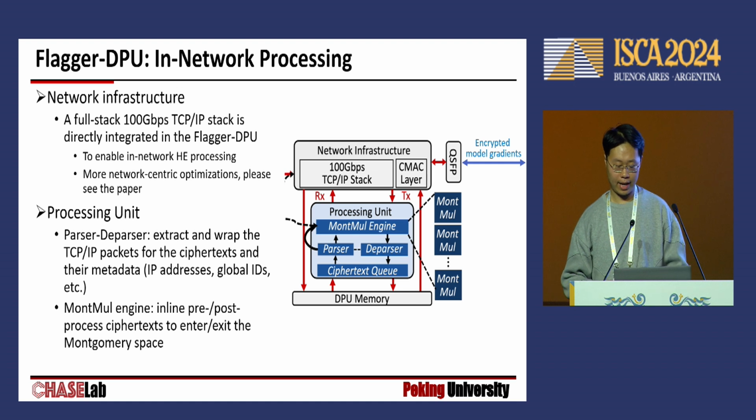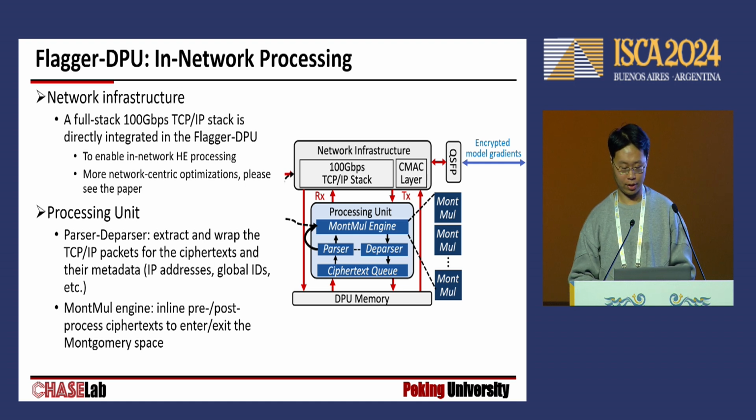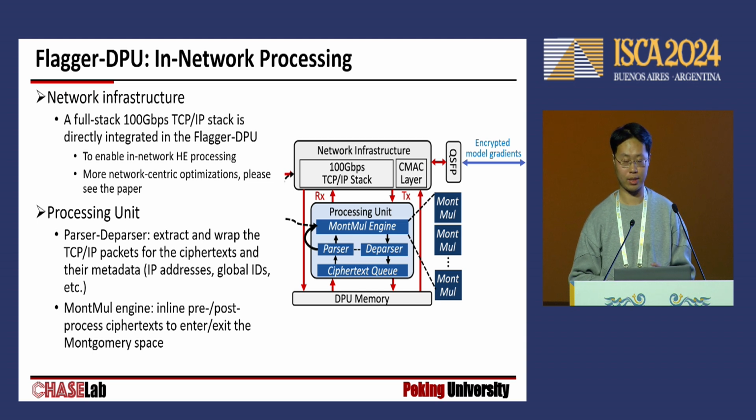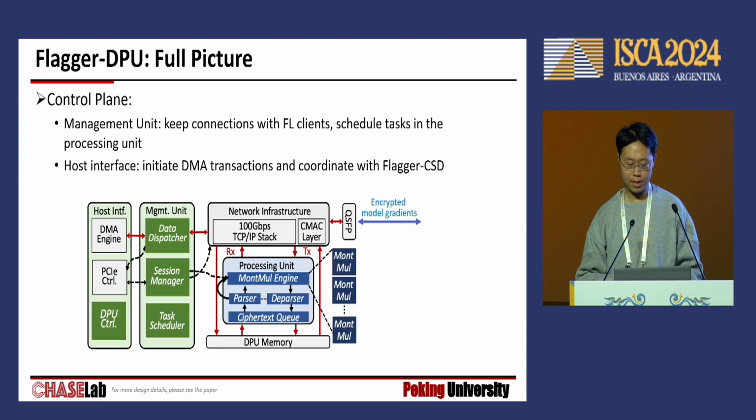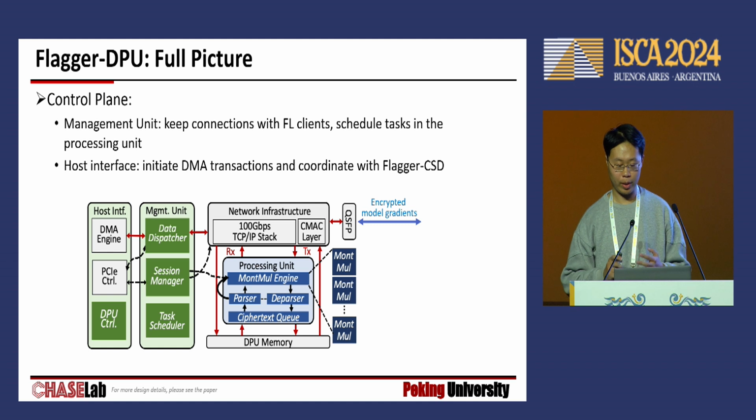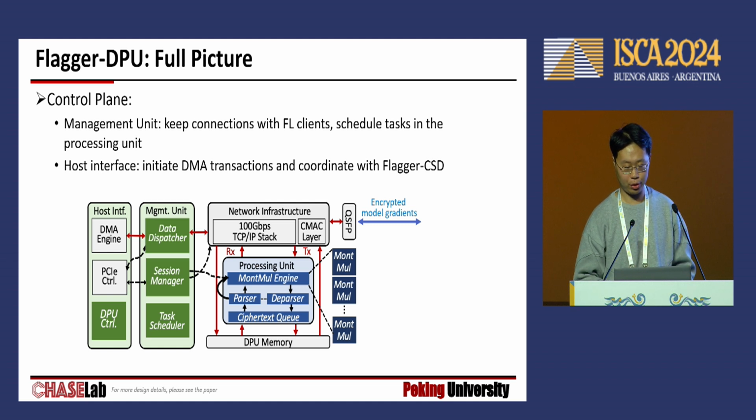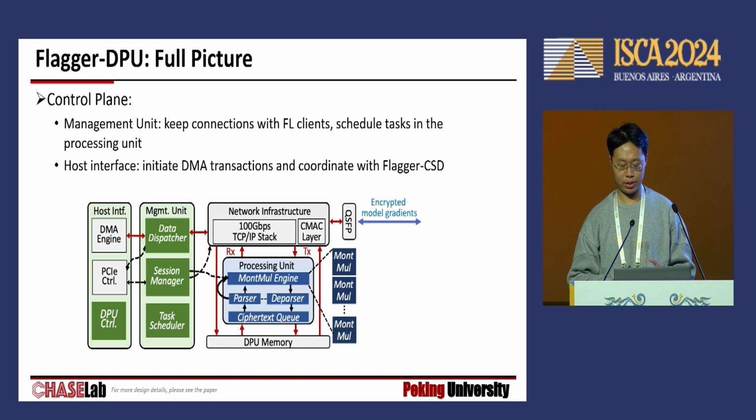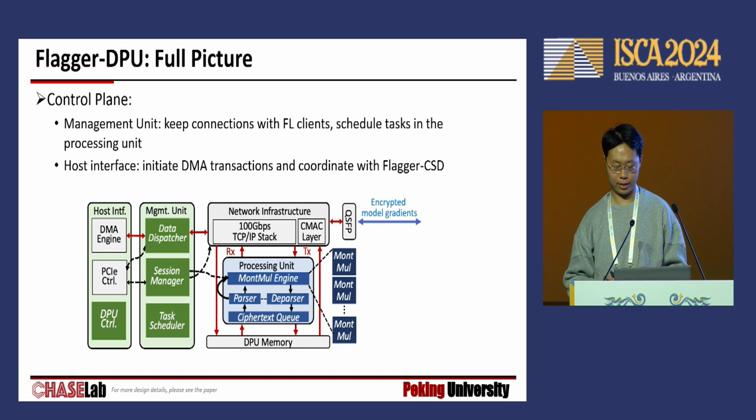The processing unit extracts TCP/IP packets for the ciphertext and their metadata, and the modular multiplication engine is here to make ciphertext enter or exit the Montgomery space. Furthermore, to communicate and keep connections with the FL clients, we need a management unit on the Flagger DPU to perform control plane tasks. It monitors the runtime loads and schedules tasks in the processing unit.